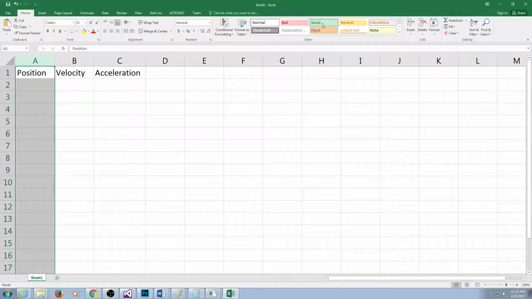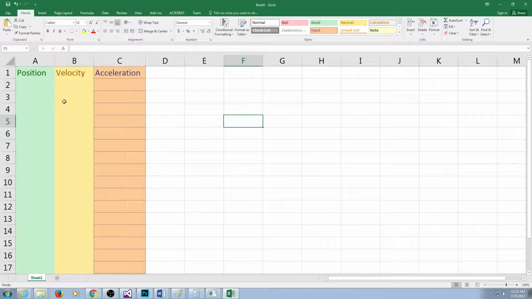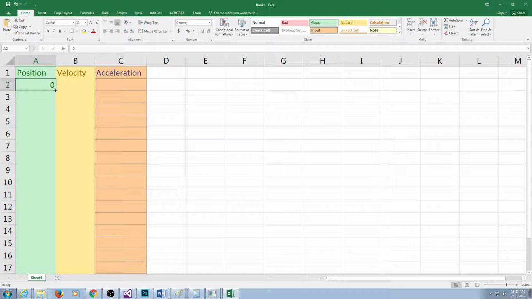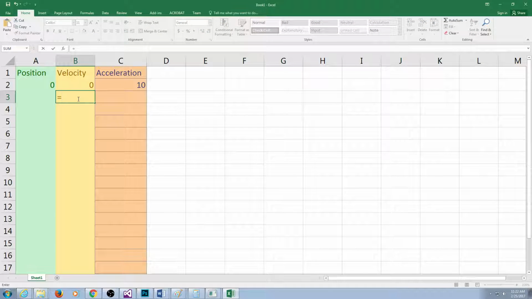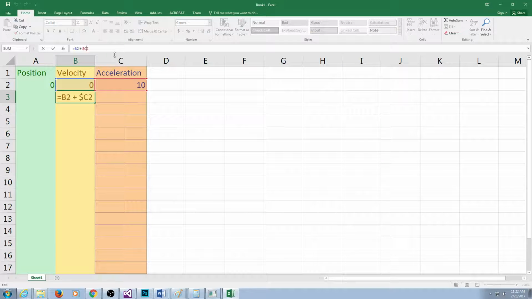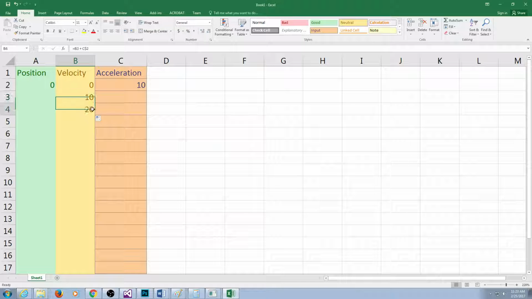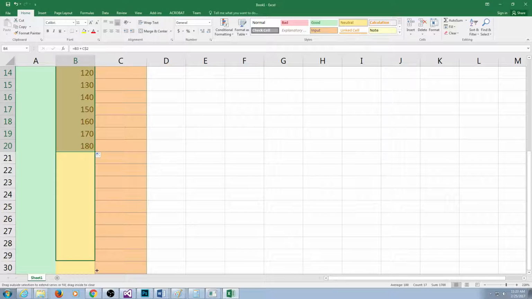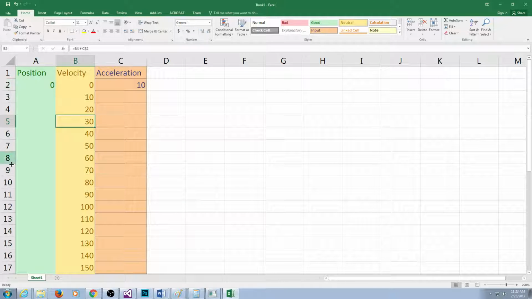I have my 3 columns here: position, velocity, and acceleration. Position here is going to represent a number. My velocity here is also going to represent a number, and my acceleration is all going to represent a constant value, 10. So what I'm going to do here is this is going to be equal to B2 plus C2. There we go. Like so. So here's my velocity. If you see here on the left here, this represents time. My velocity is increasing, right? It's going up every frame.